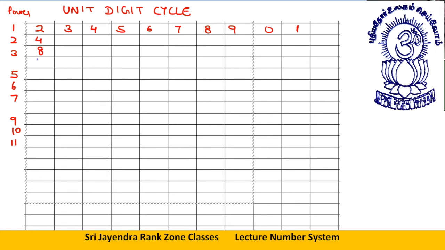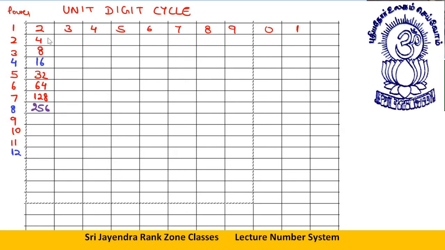So 2 raised to power 4 is 16. This is power 4, this is power 8, and this is power 12. Now again, 2 raised to power 5 is 32, 2 raised to power 6 is 64. Just double it. 2 raised to power 7 is 128, then 2 raised to power 8 is 256.